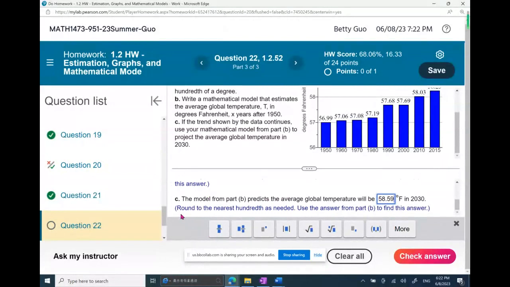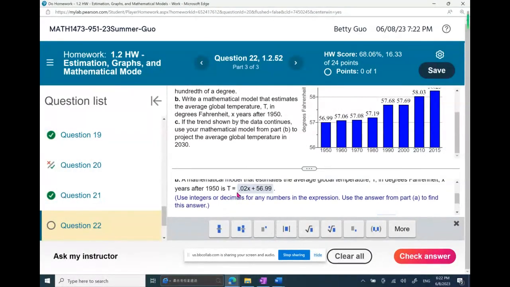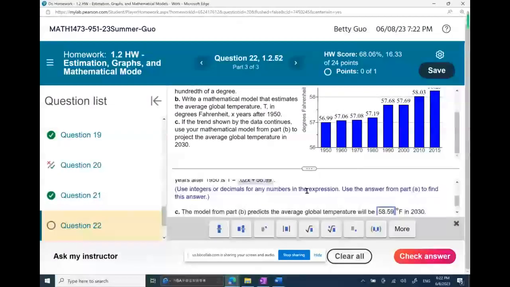Let's read the sentence in the parentheses. Round to the nearest hundredth as needed. Use the answer from part B to find this answer. Yeah, we use the equation in part B and plug in x equals 80.